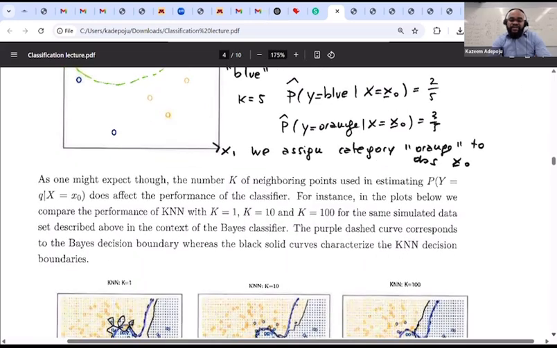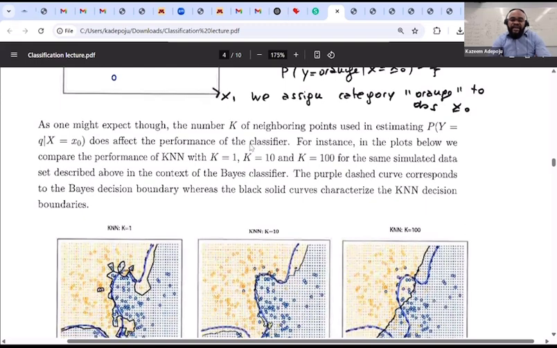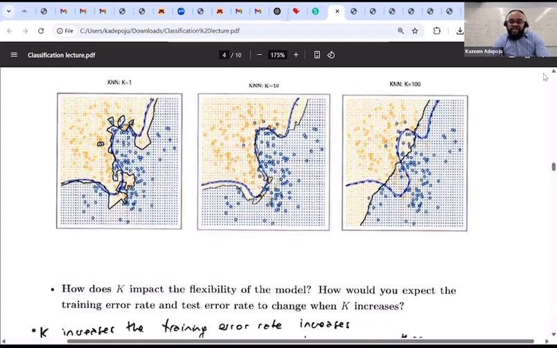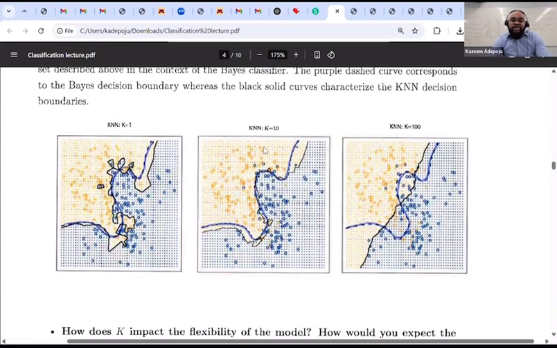If you take a look at this, for instance, the plot below, we compare the performance of KNN with K equal to 1, K equal to 10, and K equal to 100 for the same simulated data described above. This is when K equal to 1, when K equal to 10, and when K equal to 100. What I can observe when K equal to 1 is fluctuations. You see the curve is not smooth, and the high variance will lead to overfitting.